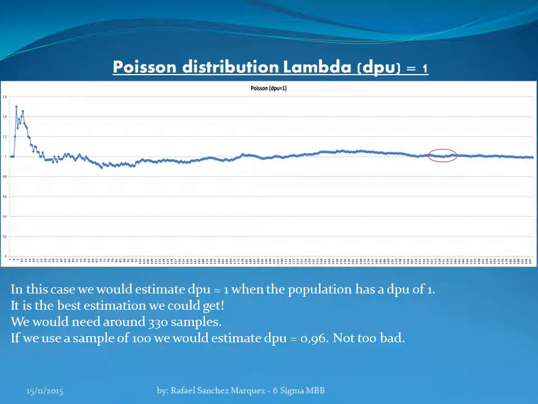Again, this is showing us that we would need more than 300 measurements to estimate a lambda, or a parameter of defects per unit, equals 1 in a Poisson distribution. The practical rule tells us that we would need at least 100 measurements, that would give us, in this case, a quite good estimation, well, not too bad.